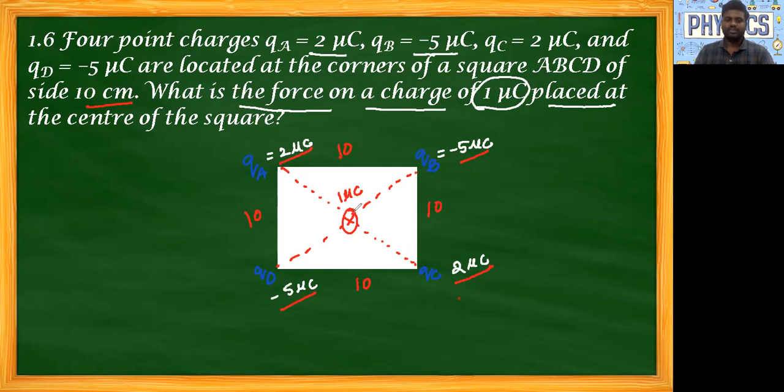Now we need to find what is the force at the center. We know the directions in taking the forces from Cartesian: upside is positive, downside is negative, right side is positive, and this left side is negative. These are the directions for taking the force and electric field. Now we need to find the force here.